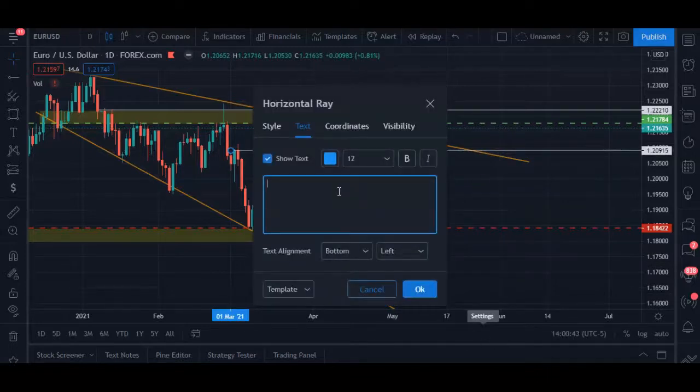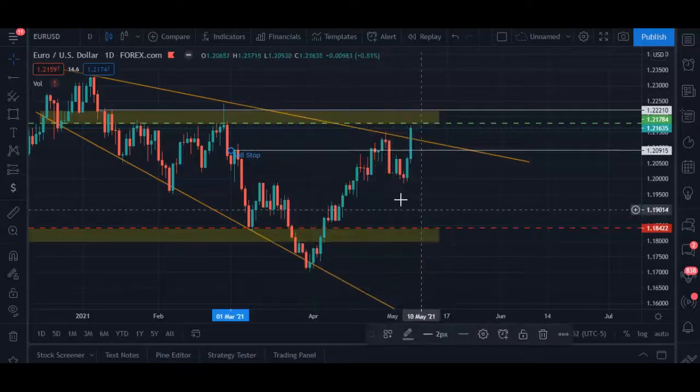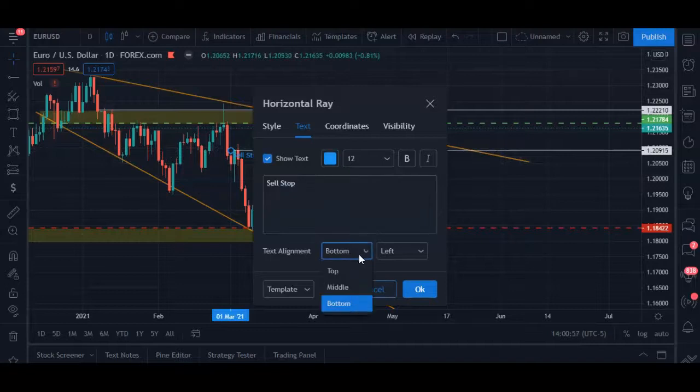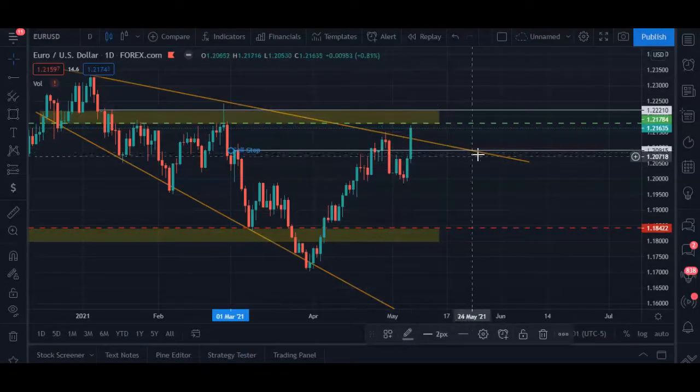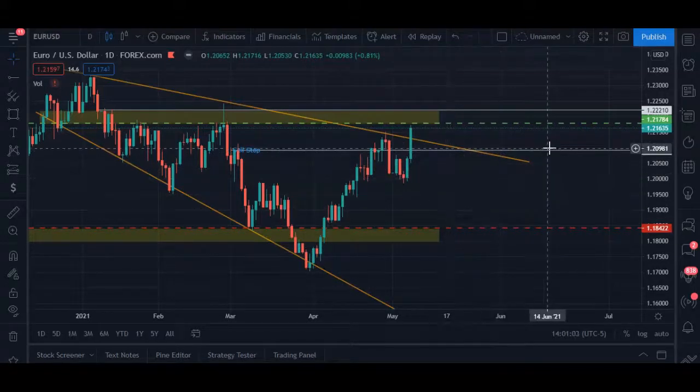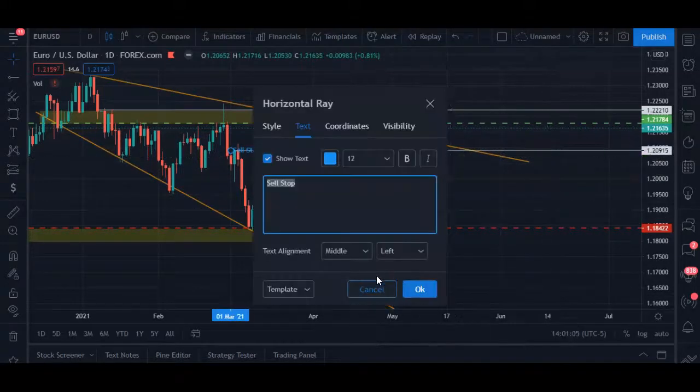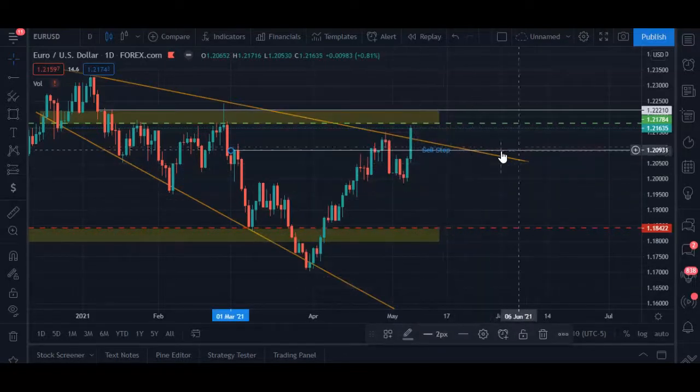Then you could be like, take profit. Sell stop. Sell stop. I'm trying to make it pretty because I'm gonna post my chart.